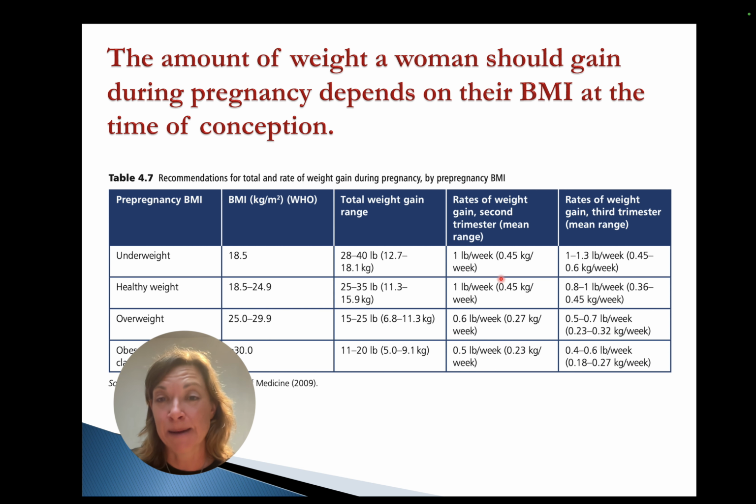And so you want to gain about a pound a week through your second trimester and even more in your third trimester. A total weight gain of 20 to 40 pounds. And if you're a healthy weight, when you start, you have a BMI between 18.5 and 25, then you want to gain 25 to 35 pounds in pregnancy. If you start overweight, a little bit less, so sort of a maximum of 25 pounds. And if you're obese, when you become pregnant, you really want to cap your pregnancy-induced weight gain at 20 pounds.